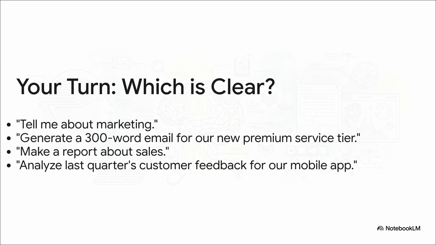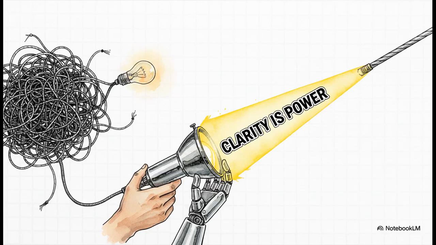Okay, now it's your turn. Take a look at these 4 prompts from the tutorial's exercise. Which ones are super ambiguous and probably going to give you a junk response? And which ones are clear, specific, and totally set up for success? If you picked prompts 2 and 4, you are spot on. They give specific details: word count, audience, data source. And that really is the main takeaway here. Clarity is power. The more specific your instructions are, the more powerful your AI partner becomes.